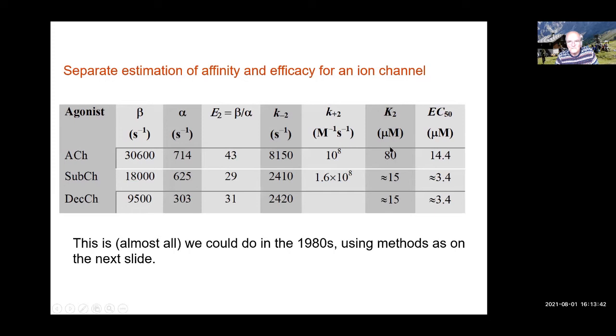In other words, binding was stronger for suberyldicholine than it was for acetylcholine. So the extra potency of suberyldicholine is actually entirely due to its increased binding affinity for the first step, not at all due to an increased efficacy, because the efficacy was actually slightly decreased for that more potent agonist. So this was the first really description of efficacy in terms of individual rate constants. The analysis was crude, but it's all we could do in the 1980s.